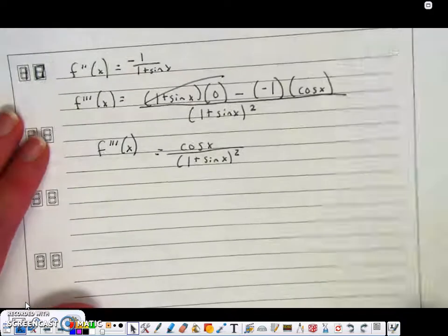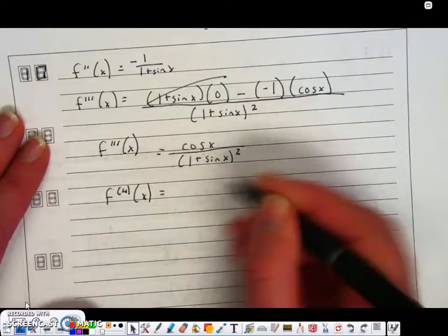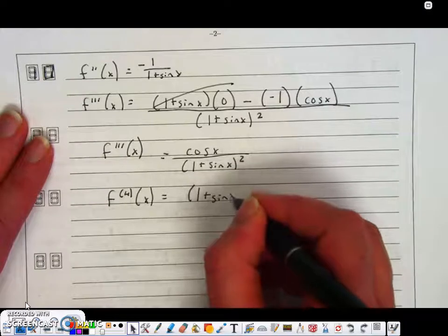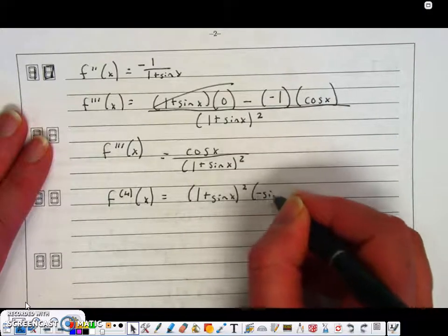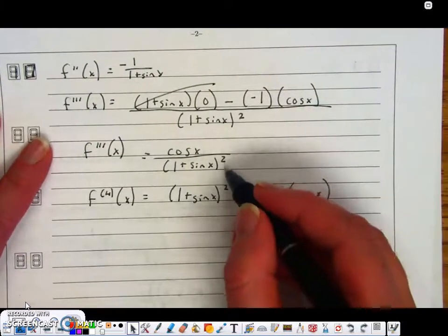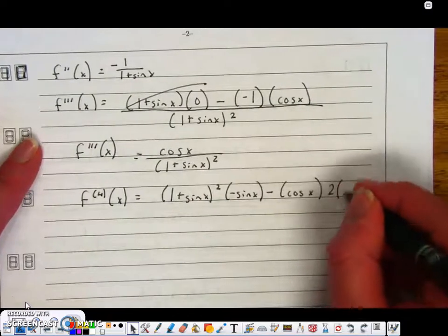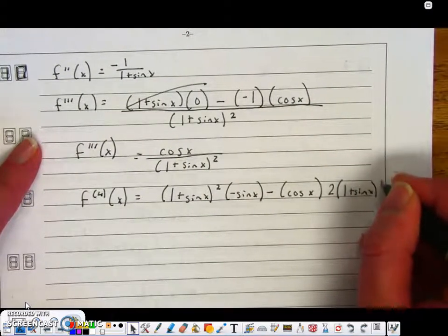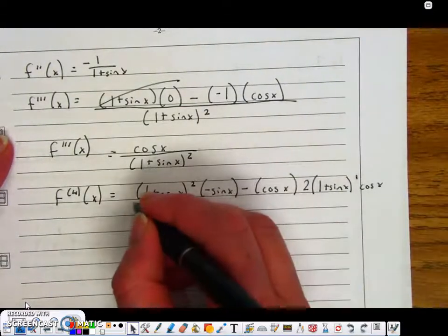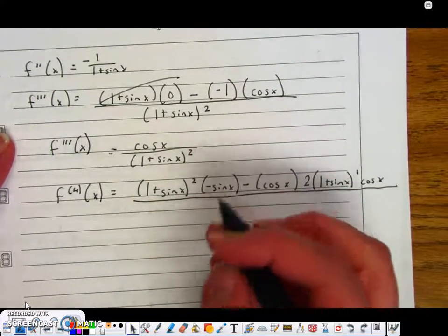Okay, I'm going to go ahead and one more time find the fourth derivative. I'm going to use the quotient rule again. So low, d high, minus high, d low. Now here you're using the chain rule, so you have something squared, so you're going to move the 2 to the front. 1 plus sine x to the 1 times the derivative inside, which is just cosine x. Over low squared, so squared squared would become the fourth.